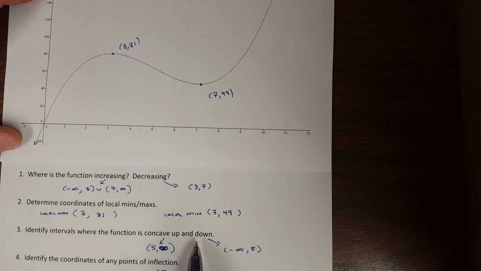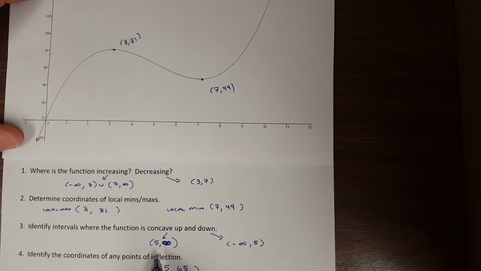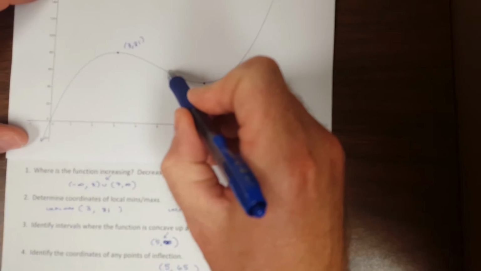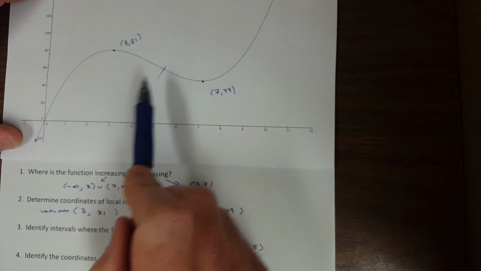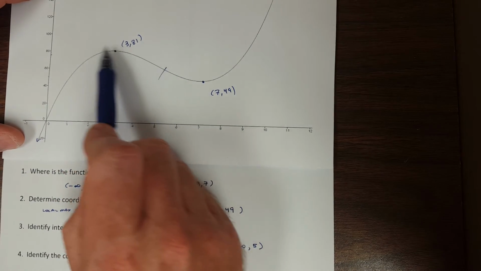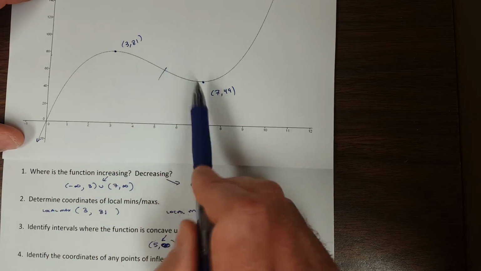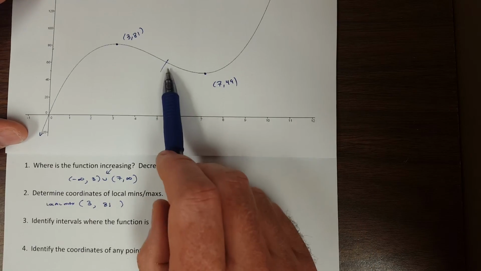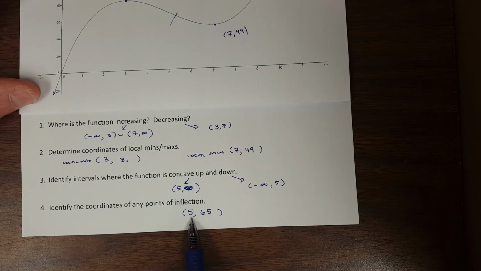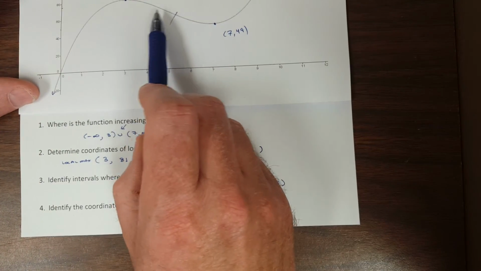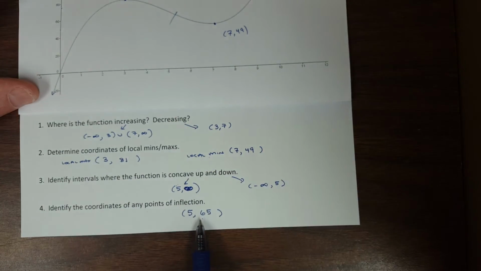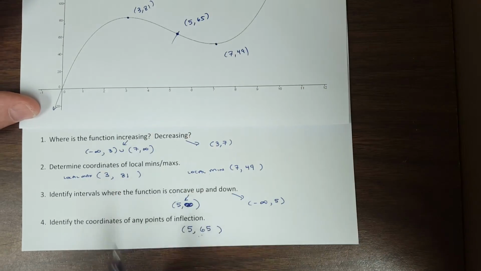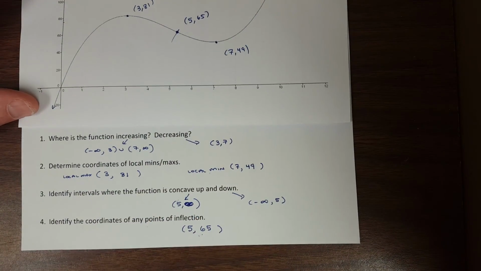Intervals where the function is concave up, concave down. We said concave down from negative infinity to 5. So right here at 5, there's that little transition. Notice it changed. Here's concave down. The water is spilling out of that cup. Here's concave up. The water is holding in that cup there. Okay, so there's that transition, and we determined that point, where the concavity changed from down to up, in this case was (5, 65). So that is our point of inflection. And we can figure out all those things without even taking the time to graph it.